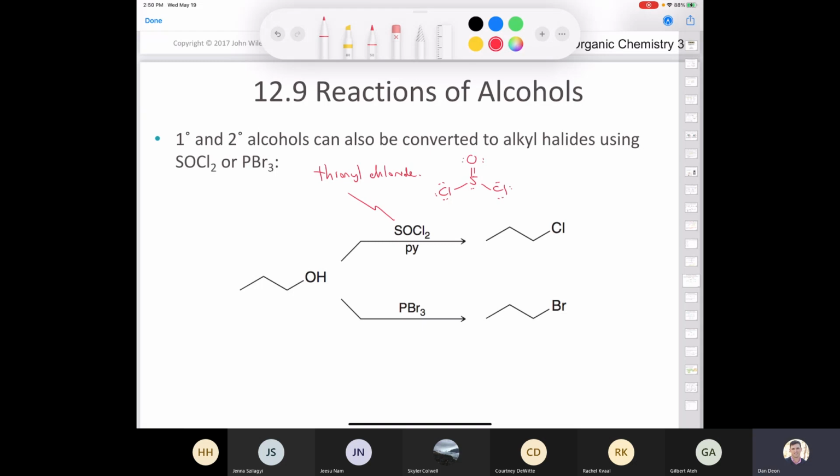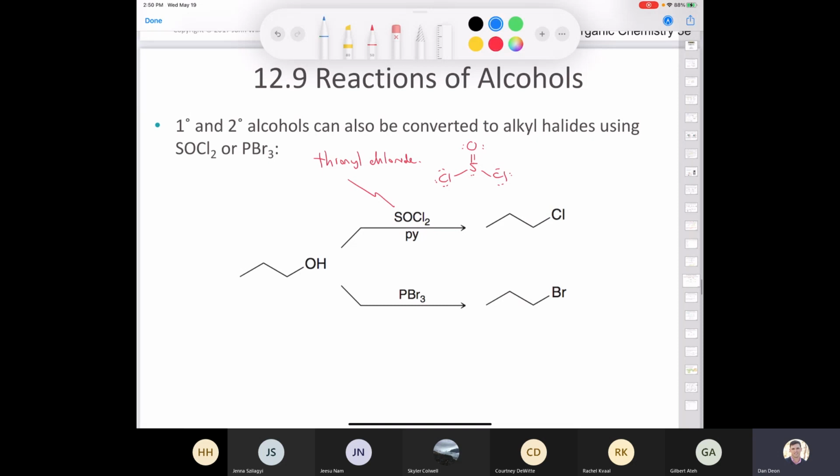And that's the Lewis structure you should be able to draw. So, thionyl chloride and pyridine. And another reaction that you could use to make a primary alkyl bromide is phosphorus tribromide.